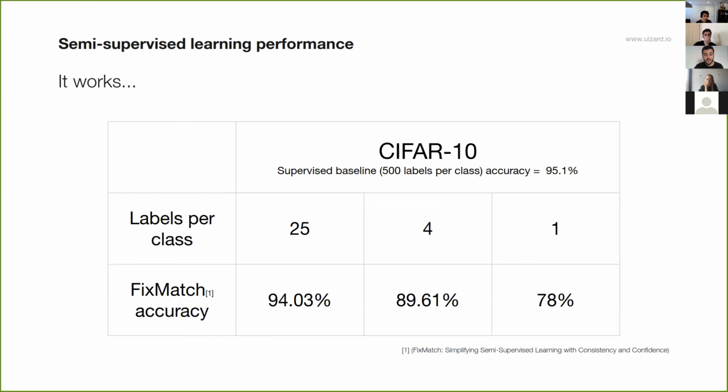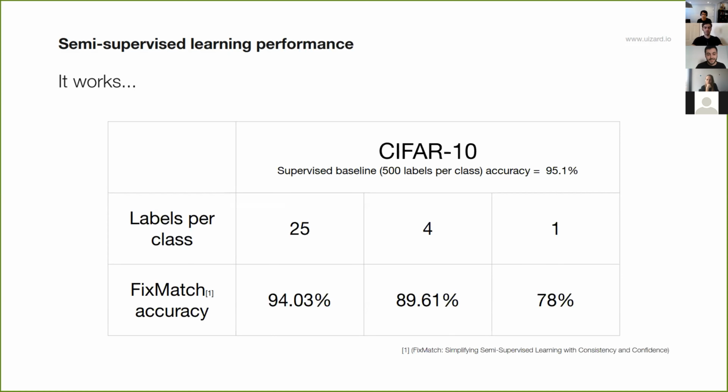Here you have some results from FixMatch, which is a model that came out early this year. They did these experiments on CIFAR-10, where the baseline is 500 labels per class, and you reach an accuracy of 95% in the fully supervised case. And they were able to get pretty much the same accuracy with just 25 labels per class. And it goes further than that. With just 4 labels per class, they were getting 89% accuracy. And with just 1, they were getting up to 78% accuracy.